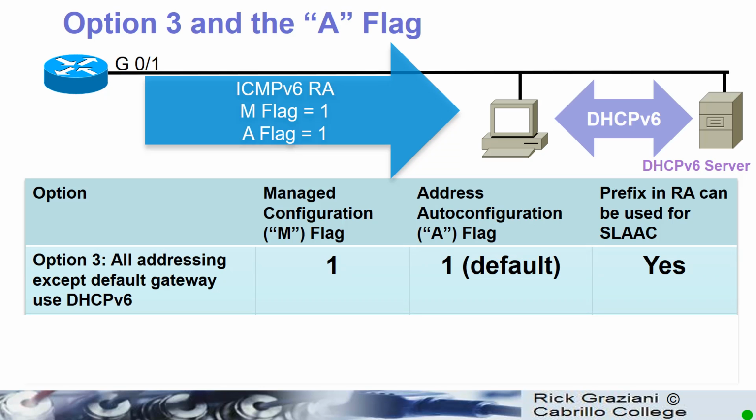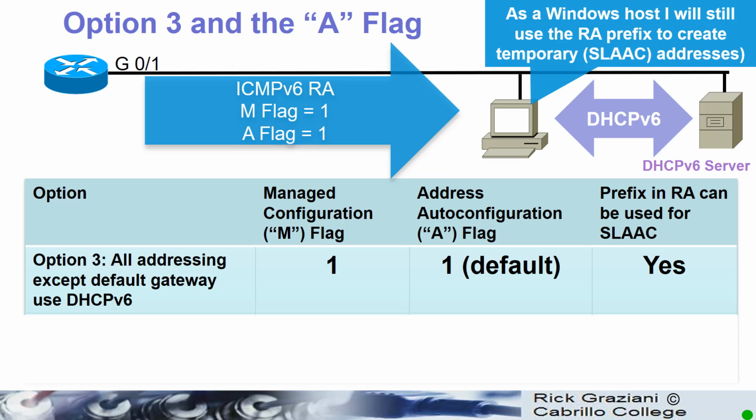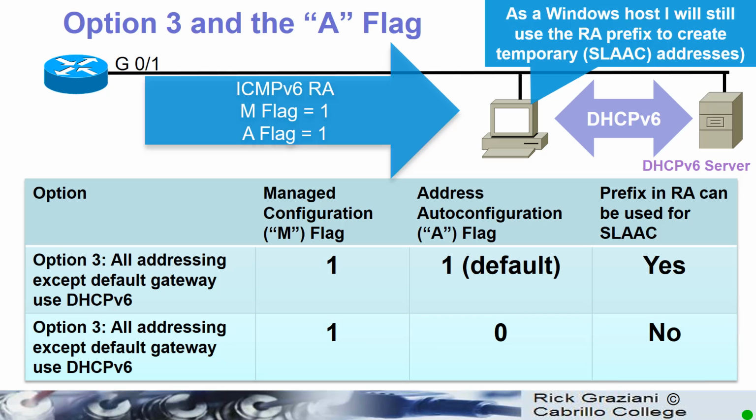Option 3, managed configuration 1. Autoconfiguration will also be set to 1, hence the prefix in the RA will be used for SLAAC. For a Windows host, it will use the RA prefix to create a temporary SLAAC address until it receives one from DHCP. Option 3, all addressing except the default gateway is going to come from the DHCP server. Again, that's going to be a managed configuration flag 1 and the non-default standard of autoconfiguration set to 0. Thus, no prefix will be used.